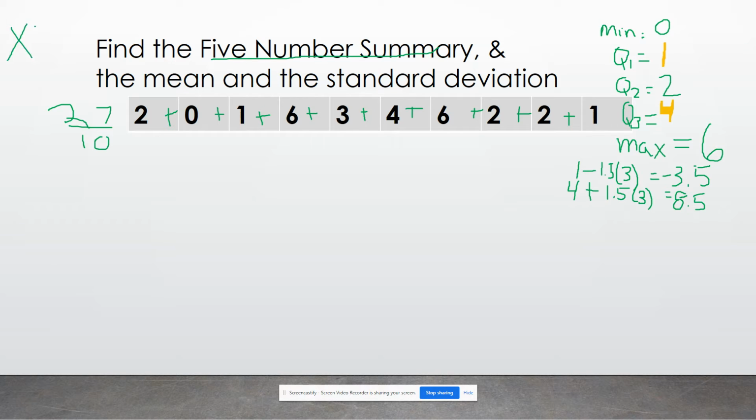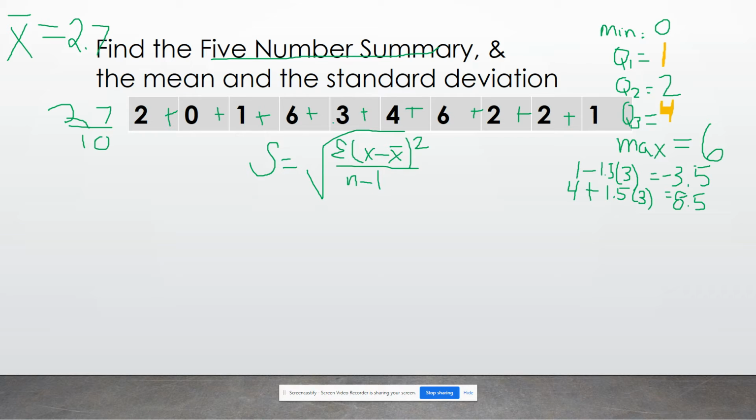My x with a bar on top is going to be 2.7. Okay, so now I need to find the standard deviation. So I've got the 5-number summary, I've got the average. The standard deviation, the formula says S is equal to the square root of the sum of x minus x bar squared, divided by n minus 1.